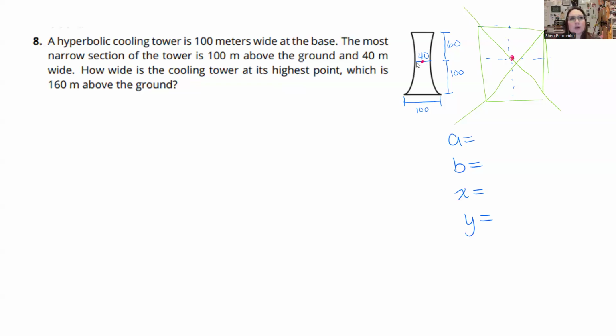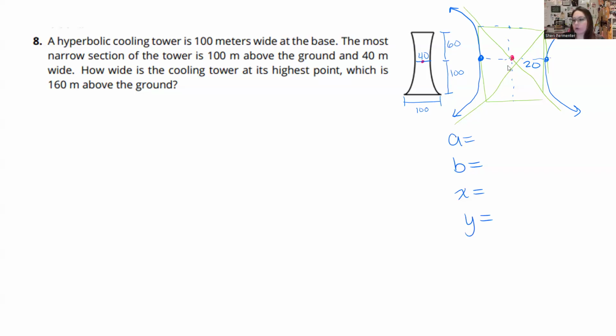So if the whole width is 40, what is that A value? 20. So A is 20. I thought A was the bigger number. Is it because this one's vertical? It's because this is a hyperbola. So we would attach right here, and my hyperbola would look like this. So there's my hyperbola. I know that this is 20.